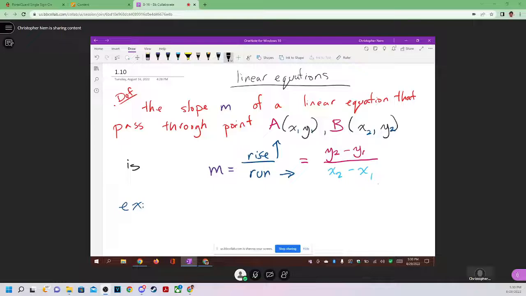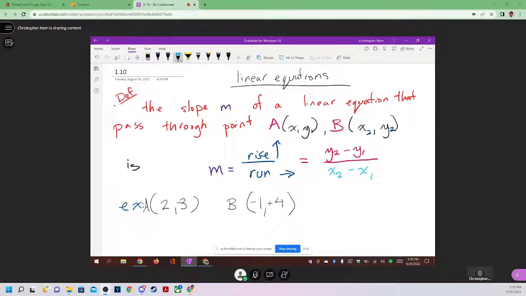Let's use the ordered pair 2, negative 3. Let's call this point A. And then we're going to call this point B. Let's call point B negative 1 and 4. Positive 4, but it's fine. We can see that as plus 4.